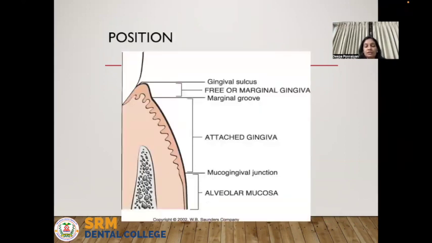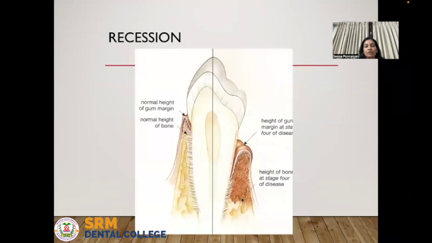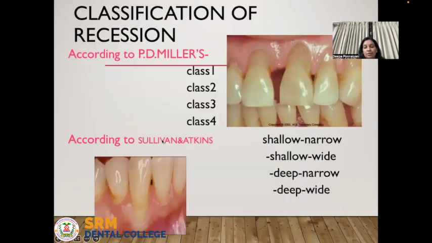Then the position of the gingiva. Normally we check that it should be above the cemento-enamel junction. So you know what the parts of the gingiva are here. This picture shows you where the gingival margin should be located. If your gingival margin is located apical to the CEJ, this picture shows you how a normal gingiva is, and this is showing you when there is a recession. So this versus this, you see the gingiva has come down more apically. There will be underlying bone loss or soft tissue loss. So recession is also a sign of periodontitis.